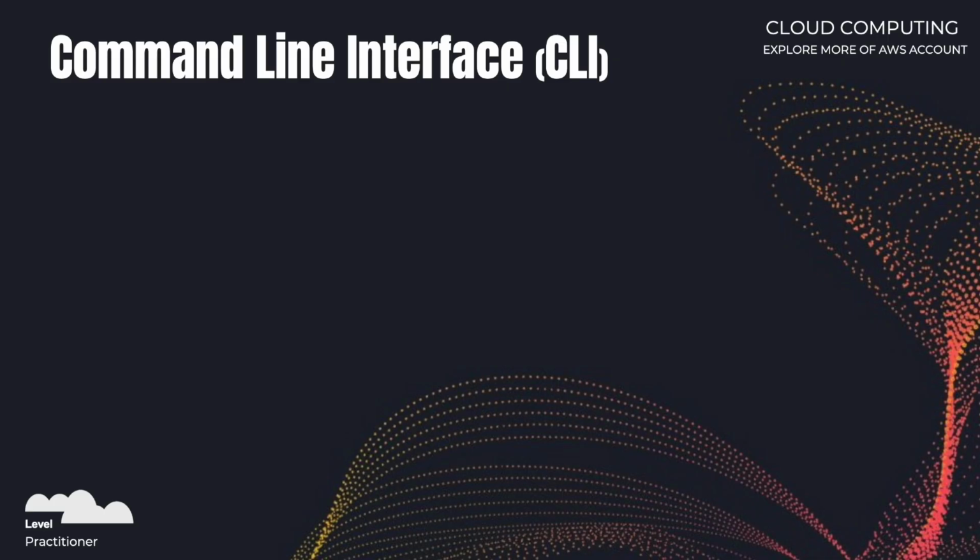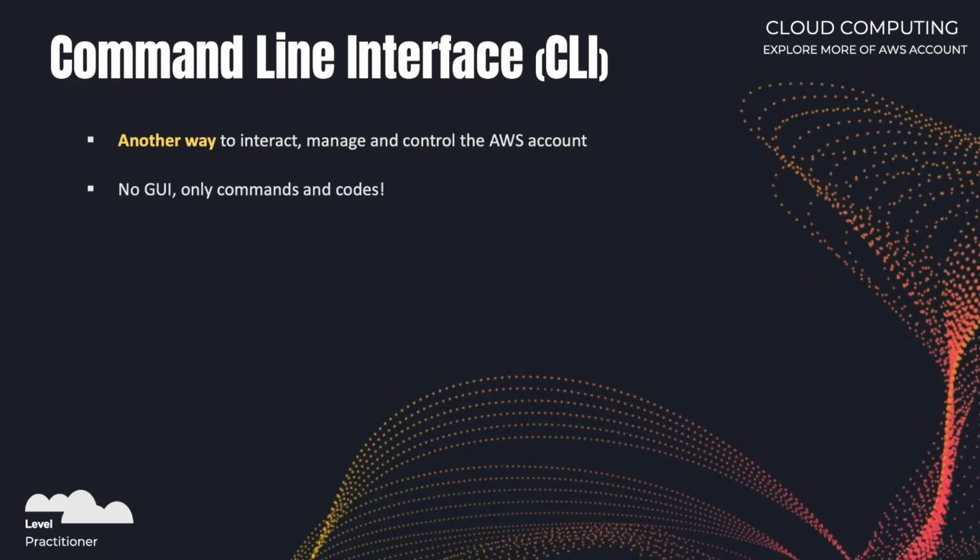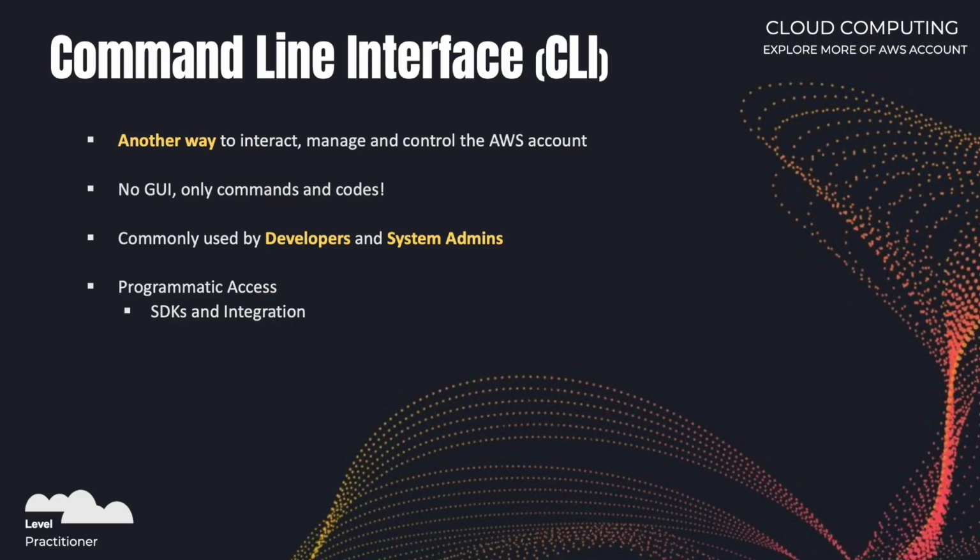Next, I want to talk about the AWS Command Line Interface, or CLI. This is another way to interact with your AWS resources just like the console. However, the big difference here is that you're interacting with AWS by using commands and code. The CLI is typically used by developers or system admins. That is because it provides programmatic access through various software development kits, or SDKs, that facilitate the automation of many tasks and actions within your account and also many integrations into your code.